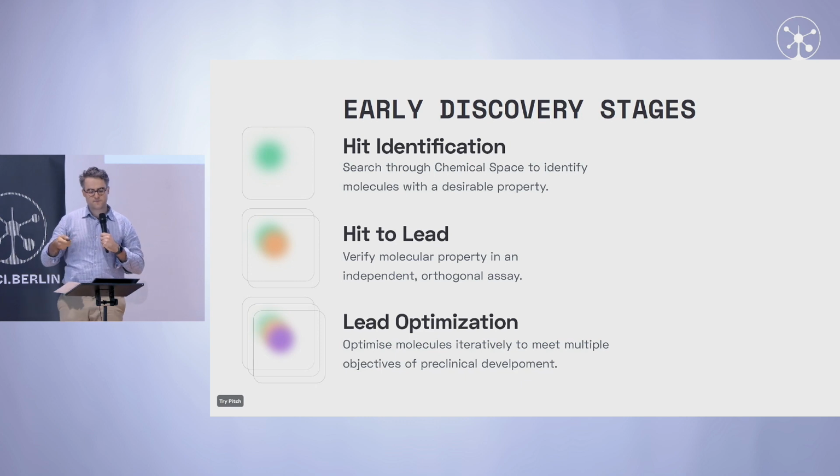And then in the second phase, the hit to lead phase, you actually verify that whatever came out of your first screen is actually legit through something that is called an orthogonal assay. So you basically try to prove the same thing through different means. And then you enter this third stage, which is lead optimization, where you take something that worked in the beginning and you iteratively make small changes to turn it into actually something that you would dare to put into a human. Now let's look at how much these different phases usually cost when you look into traditional biotech companies.